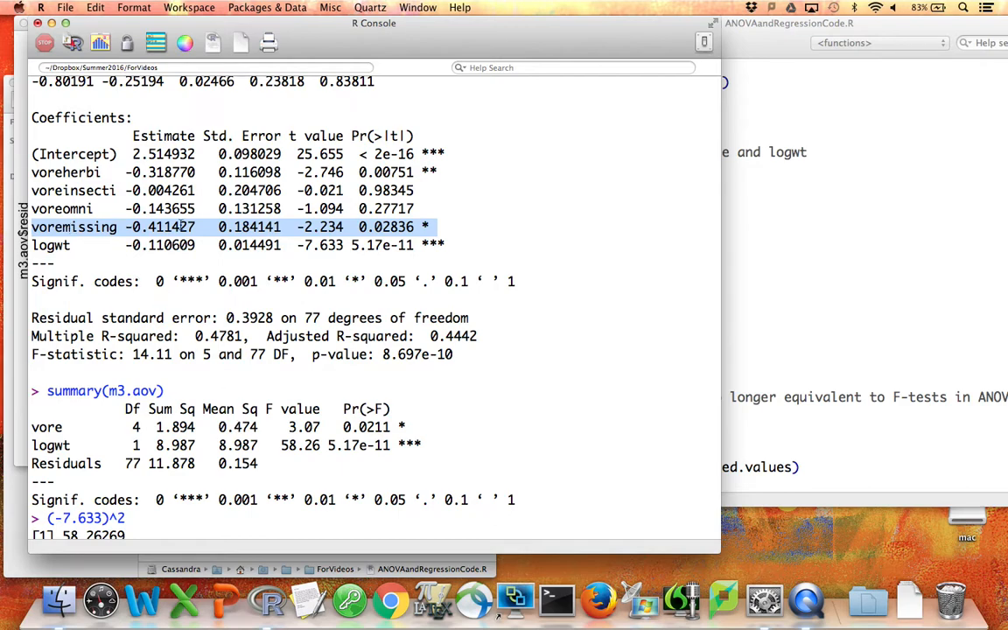That's different than the test for whether VOR matters at all. This is a test for whether one particular level of VOR needs to have a coefficient other than 0 in the model. So it's the same model, but the tests that are being shown, the questions that are being asked, are different.